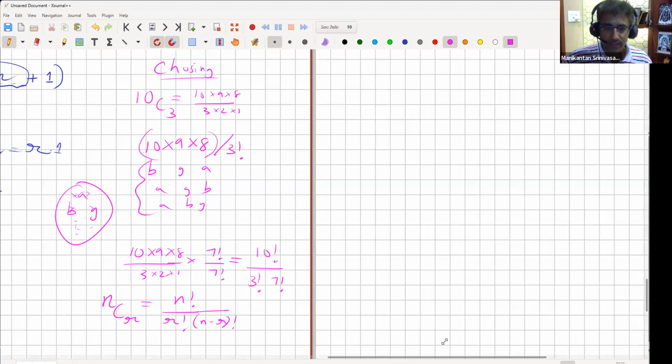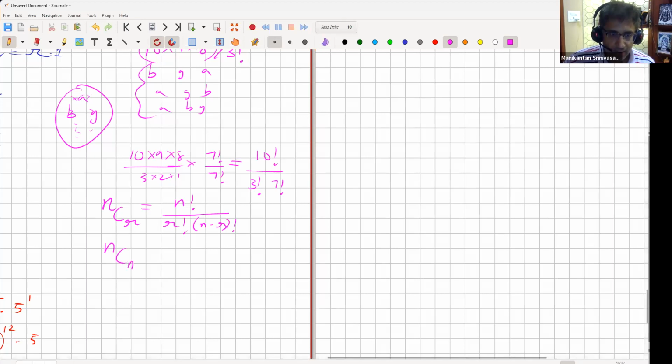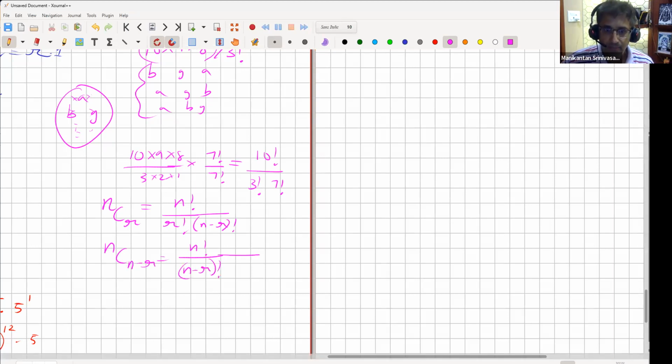Okay, so notice that the denominator is symmetric. When I choose n minus r, it becomes n factorial by n minus r factorial times n minus (n minus r), which becomes r. So these two are equivalent, right? It's just that the ordering of r factorial and n minus r factorial is reversed in the denominator. So both are equivalent. So what is the meaning of this?